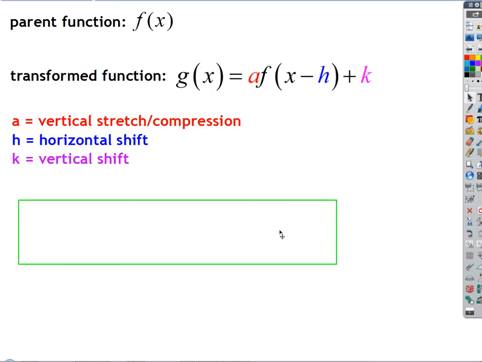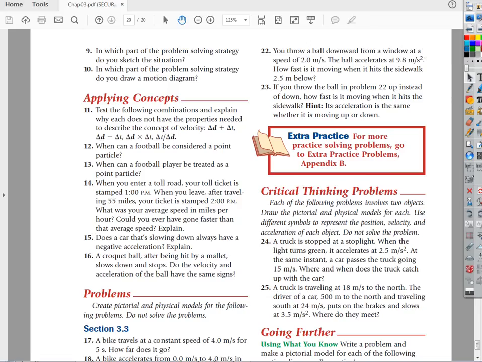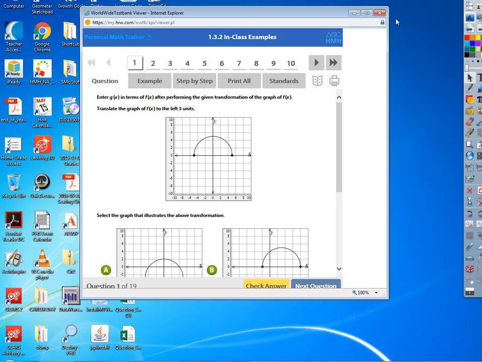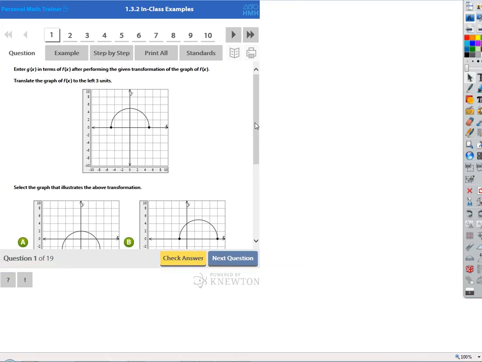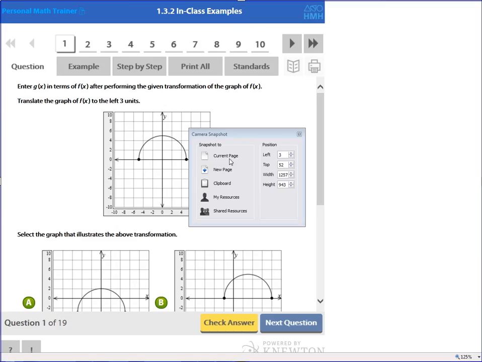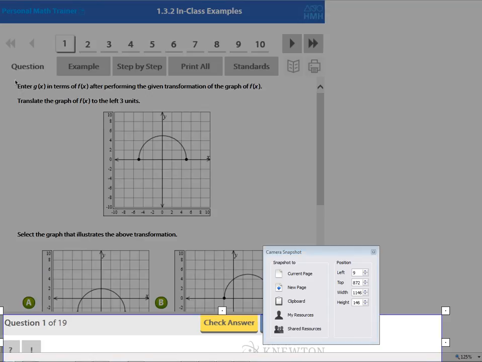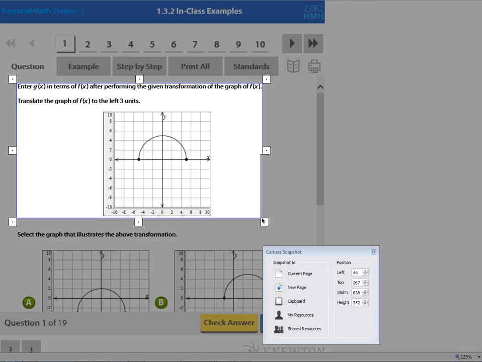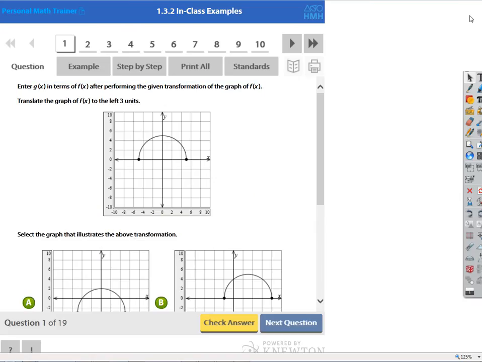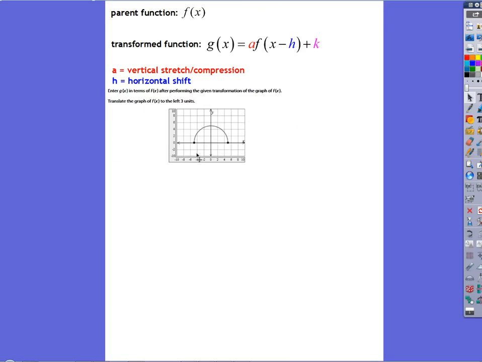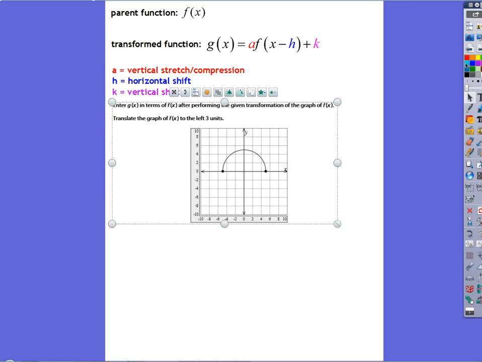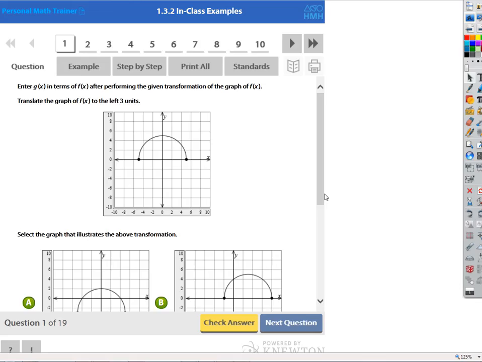Okay, so let's look at a couple examples of the kinds of problems you've been working with. So how about this one? Okay, what about this one? So there's our parent function, f of x, right?